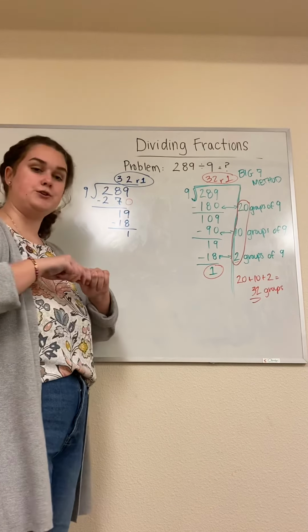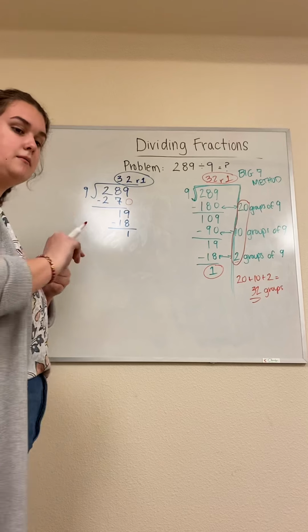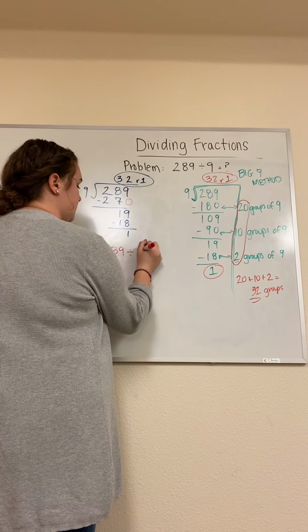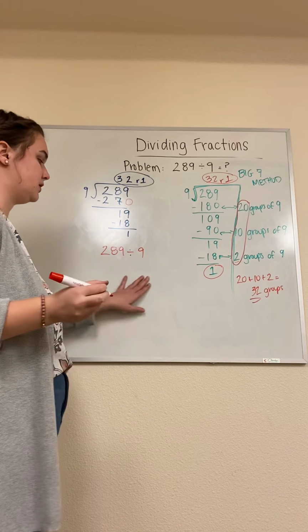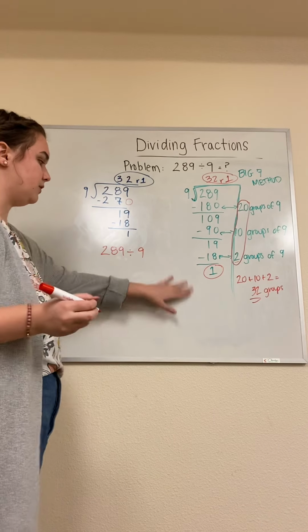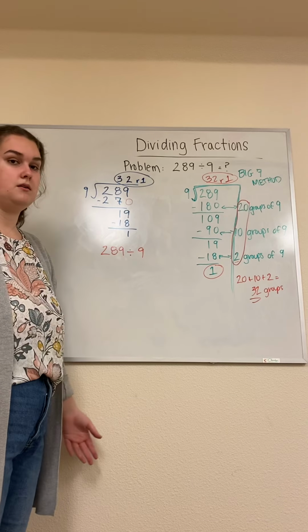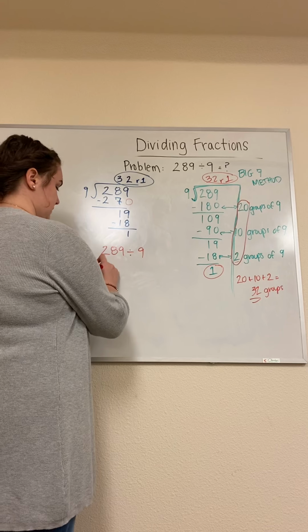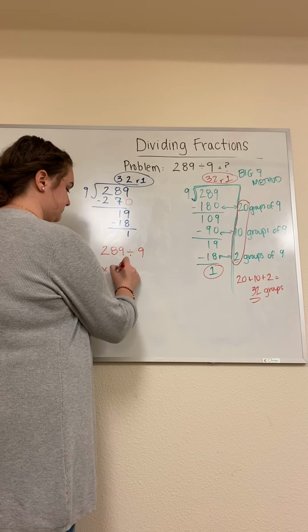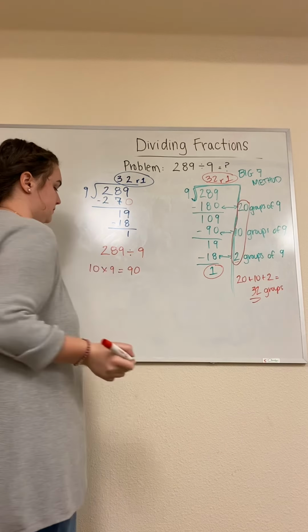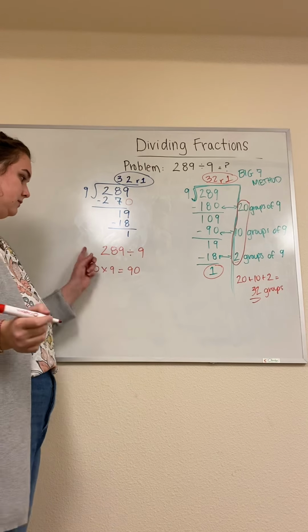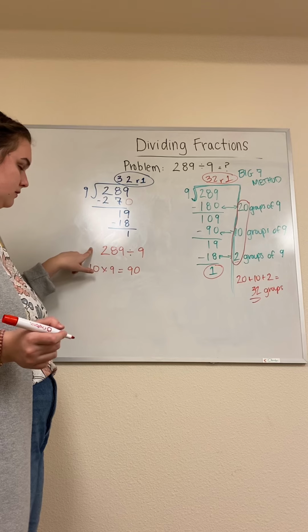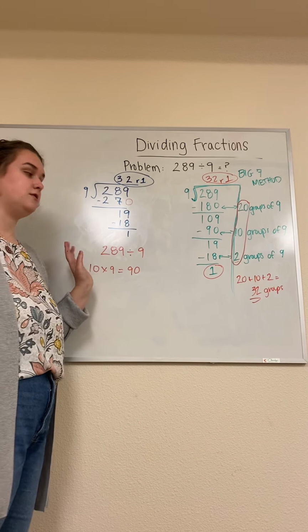So what we can do is think about this in a similar way. We have 289 divided by 9. We're going to start with an easy multiple of 9. What would first come to mind is 10 multiples of 9. So we're going to write out 10 times 9 equals 90. And we need to know how much we still have left to divide.